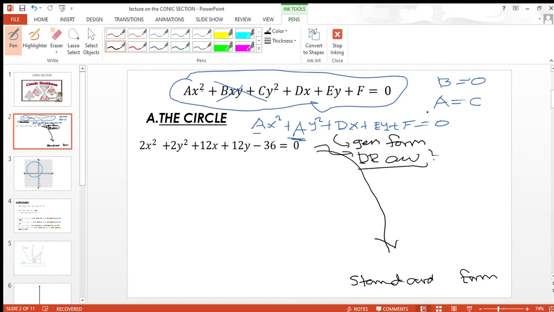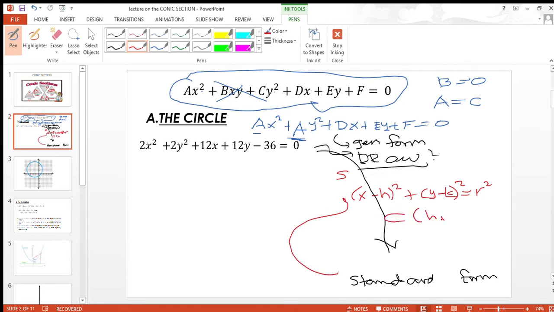And what do we mean by the standard form? So when we talk about the standard form of the circle, it is given by the equation (x minus h) squared plus (y minus k) squared is equal to r squared. So that's the standard form of the circle. And the standard form of the circle gives us the location of the center, which will be at (h, k).